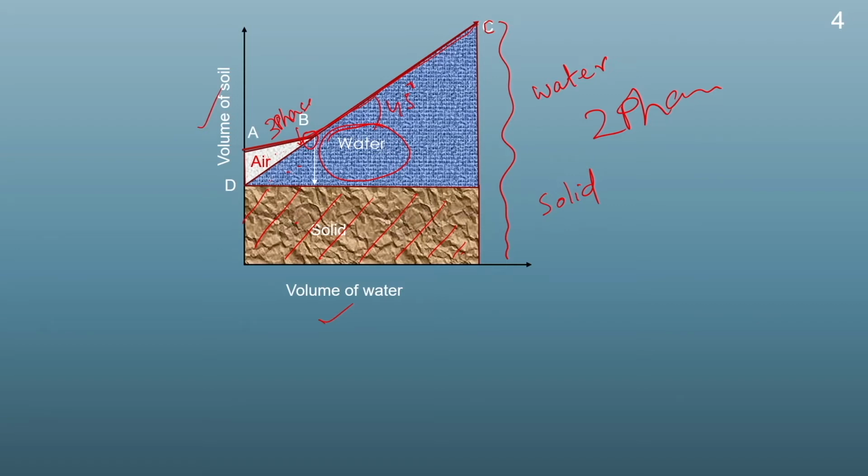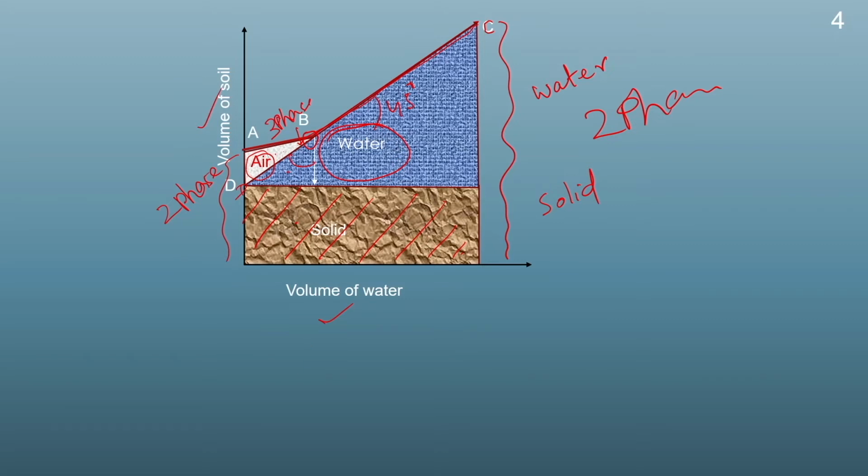Now, if we further decrease the amount of water, or if we dry the soil sample further, the amount of water will keep on decreasing and the amount of air will keep on increasing. And at point D, when the soil is fully dry, there will be no water and all this void space will be occupied by air. So, here the soil will have a two phase system, made of air and the solid particles.